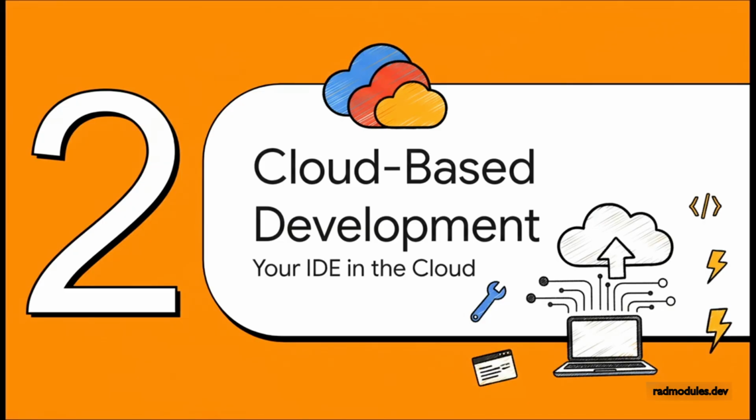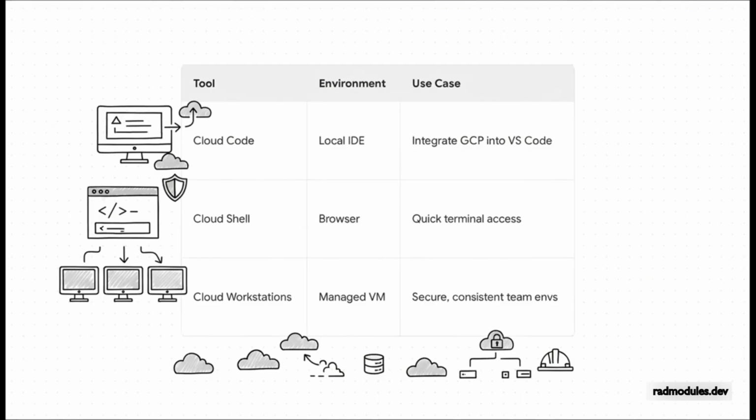Okay, so we've got your local setup down. Now let's switch gears and talk about developing in the cloud itself. Google gives you a few really powerful options, and for the exam, you need to know which tool is the right one for the job. So, which one do you pick? Well, if you love your local IDE like VS Code or JetBrains, you just install the Cloud Code extension. It brings Google Cloud right into your favorite editor. Now, if you're on someone else's machine or just need quick terminal access, Cloud Shell is your best friend. It's a whole dev environment right in your browser.